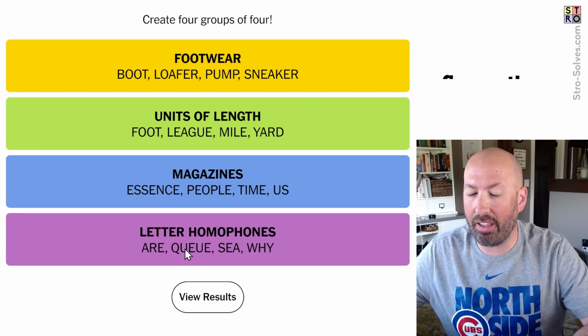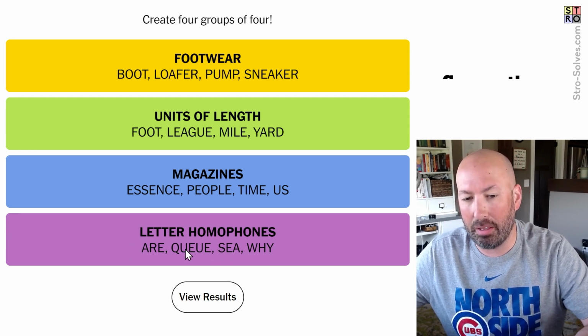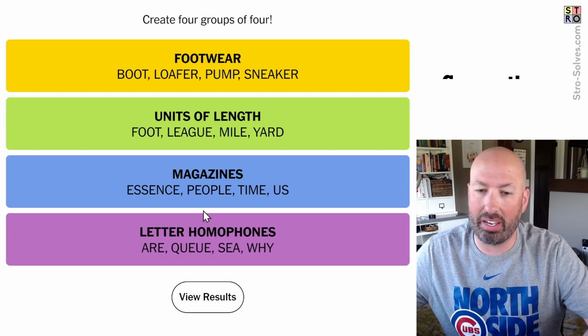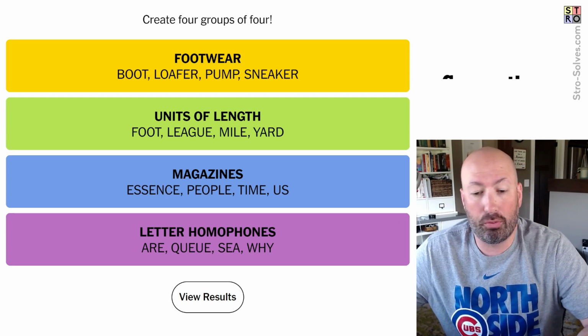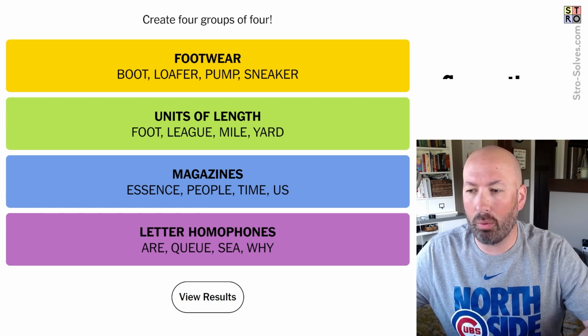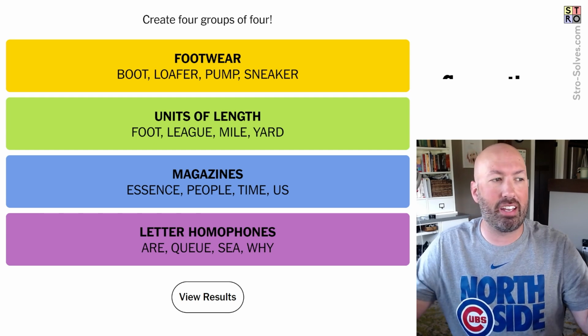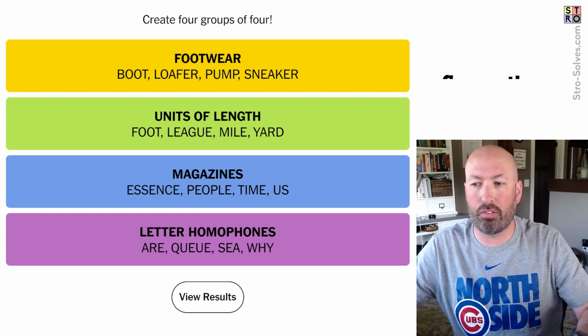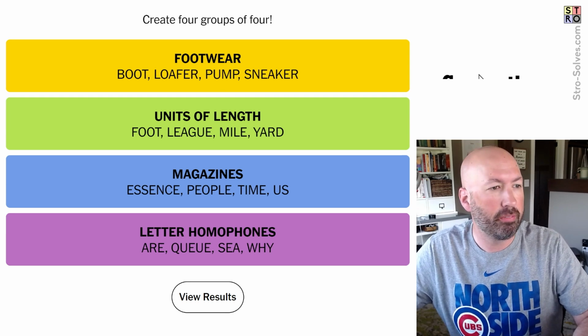If I thought about it long enough, I might have come up with it, but I had the others figured out, so I guess you only really need to figure out 3 of the 4 groups. All right, very cool. Well, there you go. That was today's Connections. I think maybe today is the first day. I'm not entirely sure. Very nice.